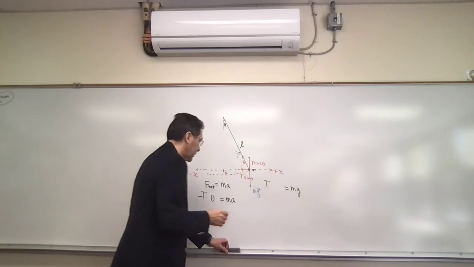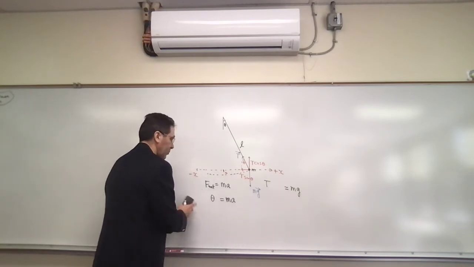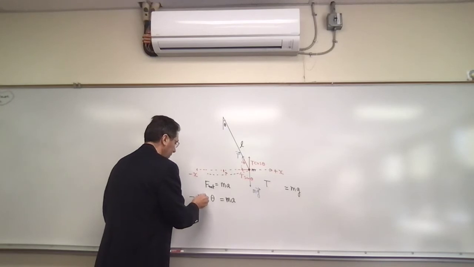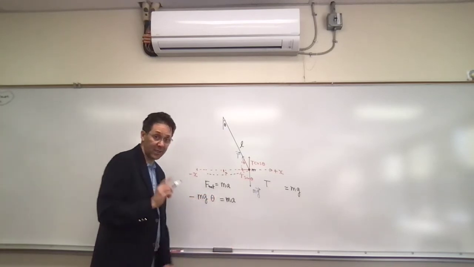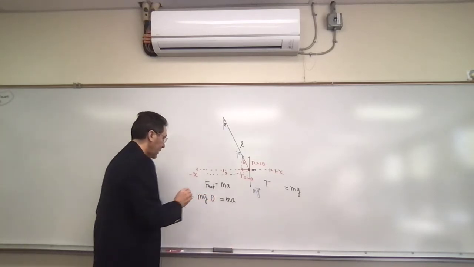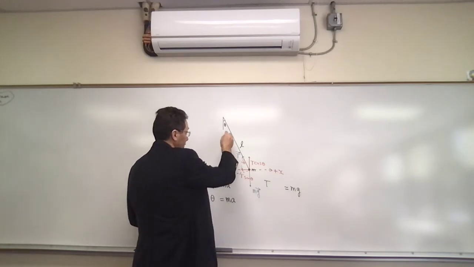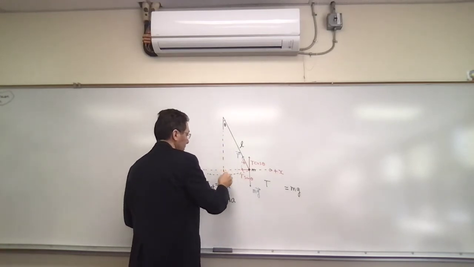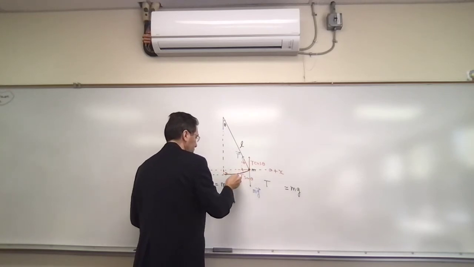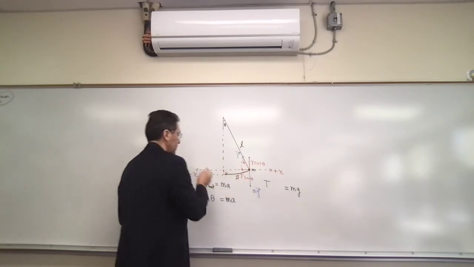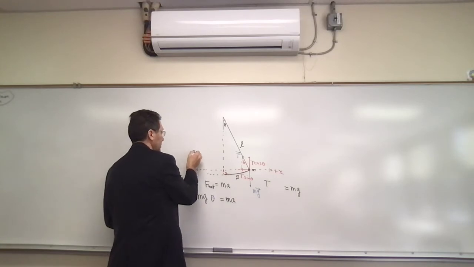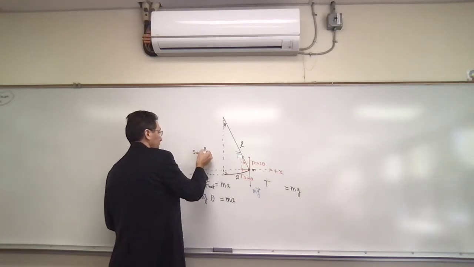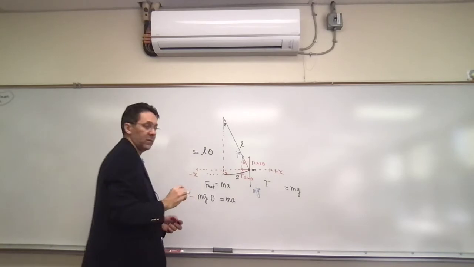So now I'm going to come in here and replace the tension with mg. Okay, and I'm going to leave it like this. I'm not going to cross out the m's yet. Now if you look here, you guys did this in math. This arc length here, this is what you call S, I guess, right? So that S is equal to the length times the angle in radians.